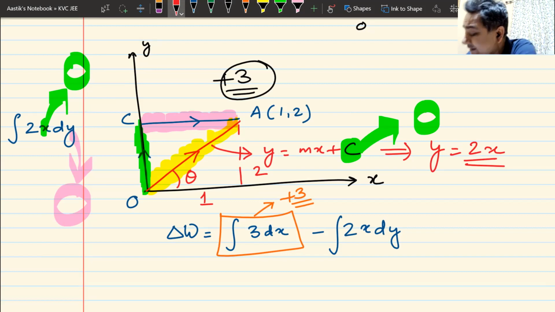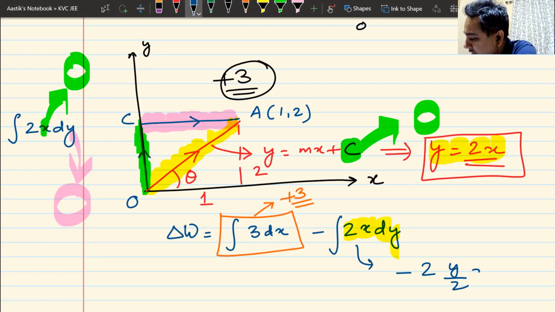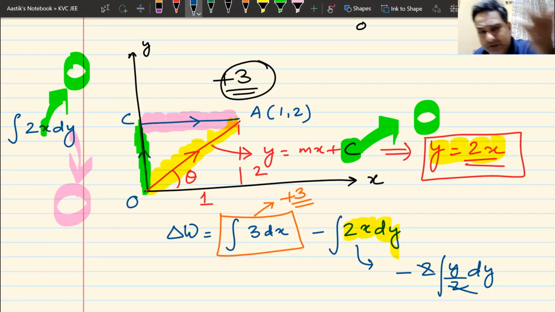Okay. Y is 2x, so x is equal to y by 2. That is correct. So I'll put the value here. Y is 2x, so x is y by 2. I'll put the values in this integral. I'll just concentrate on this integral: minus 2 times y by 2 dy. Now I integrate it. This goes away. This is only the integral of y dy. Now I can just put the values of y. Y varies from 0 to 2.